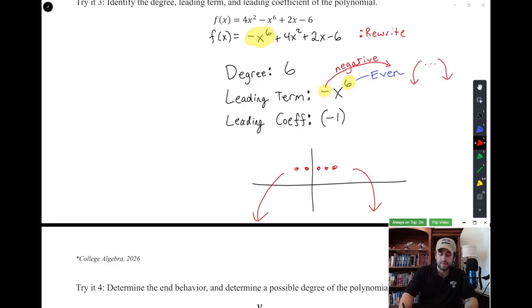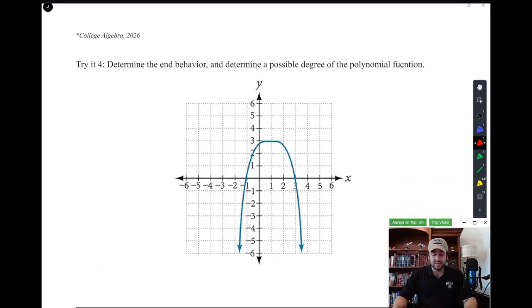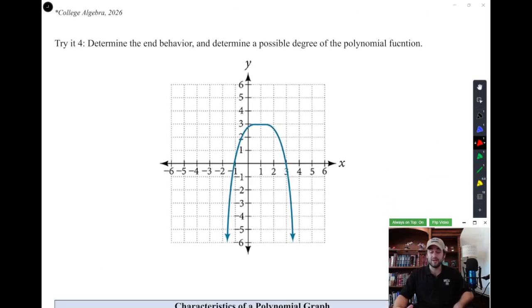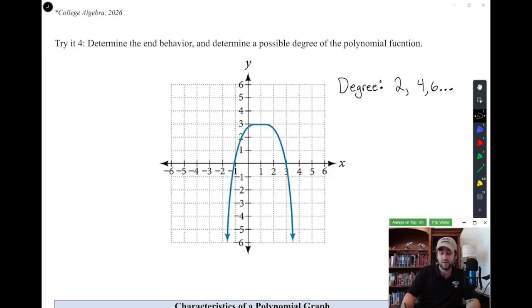Cool. So then working a little bit backwards, they give us a graph and they say, determine a possible degree of the function. And so to do that, I need to look at this and say, are they going the same direction or are they going opposite directions? They're going opposite directions, so your degree could be 2 or 4 or 6, and so on. All we know is it has to be even.